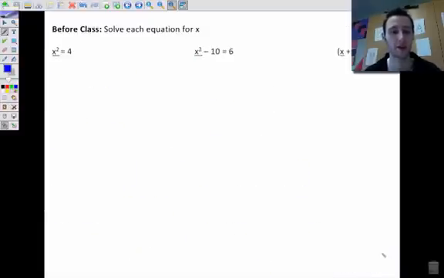Okay. Your before class then is just a bunch of similar things. Here we've actually taken out a step for you because before, where you had to put in the y equals 0, that's already done. So really all you have to do is solve each one of these for x, and you will have found the roots already.